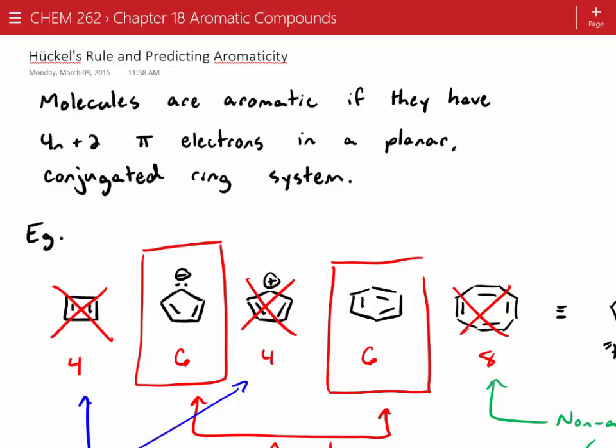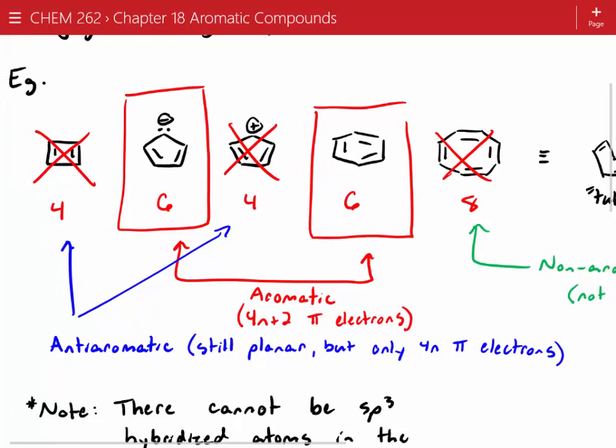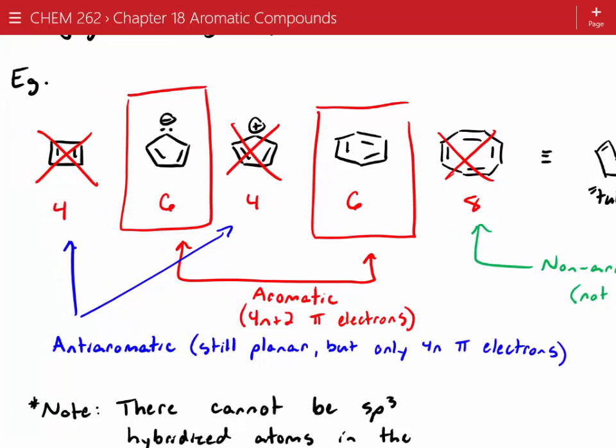We said yesterday that molecules are aromatic if they have 4n plus 2 pi electrons in a planar conjugated ring system. And then I gave you a bunch of examples, and we counted these pi electrons. We said that the first one was anti-aromatic because it only had 4 electrons. Same with this one. These two were aromatic because they had 6. The one on the outside that has 8, I was wrong. It's not anti-aromatic. To be anti-aromatic, it technically has to be planar.